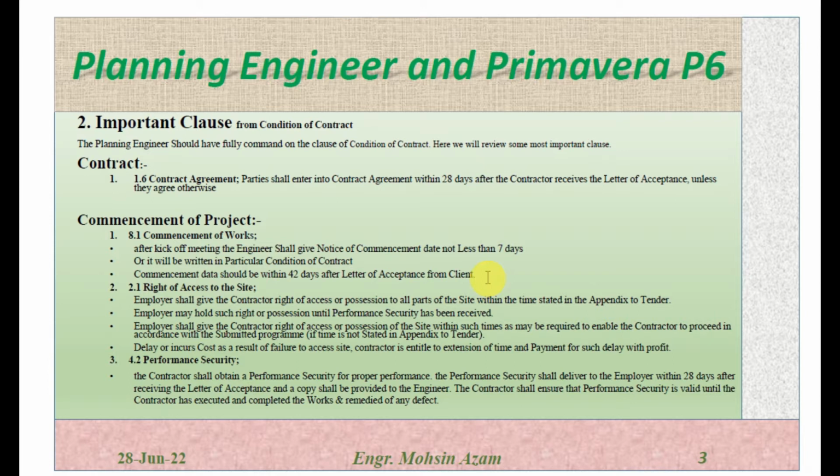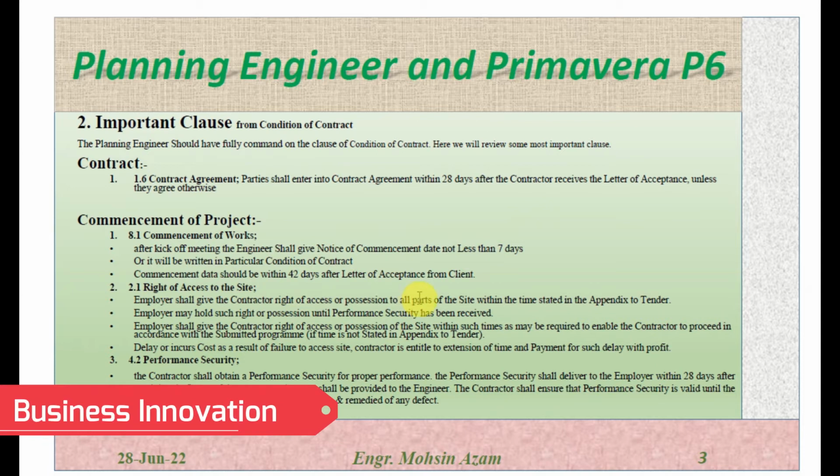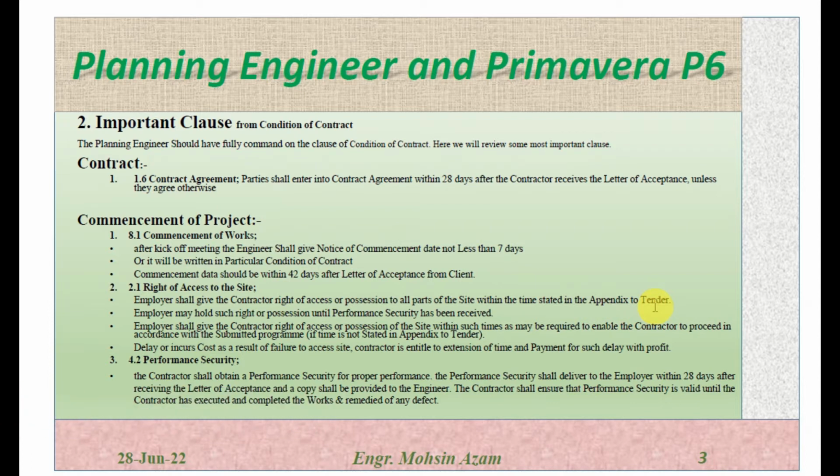Or otherwise, if it is stated in the particular conditions of contract, the project commencement or execution will start accordingly. Right of access to the site. This is the right which the client has to give to the contractor to start the execution of the work on site. The employer shall give the contractor right of access or possession to all parts of the site within the time stated in the appendix to tender. So this possession or access to the site should also be defined in the appendix to tender.